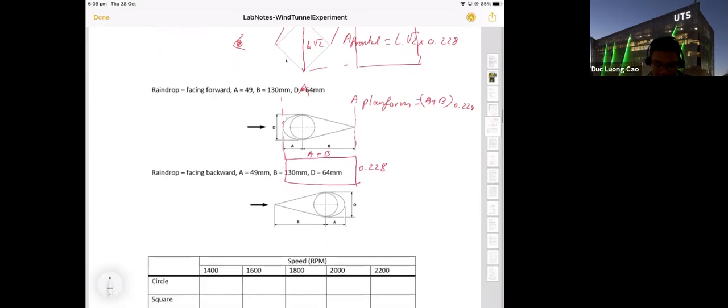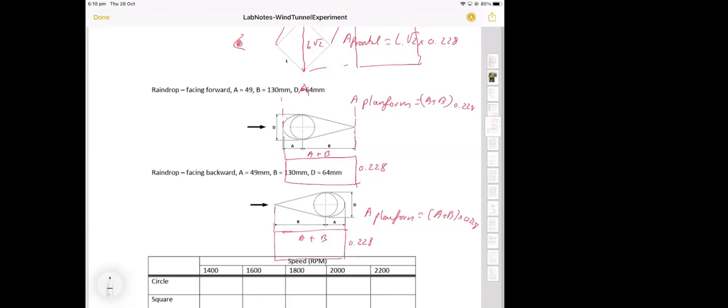It's similar for backward. You will have a rectangle. With this one is A plus B and 0.228. So platform equal to (A plus B) times 0.228. Okay, 0.228. So you got it?